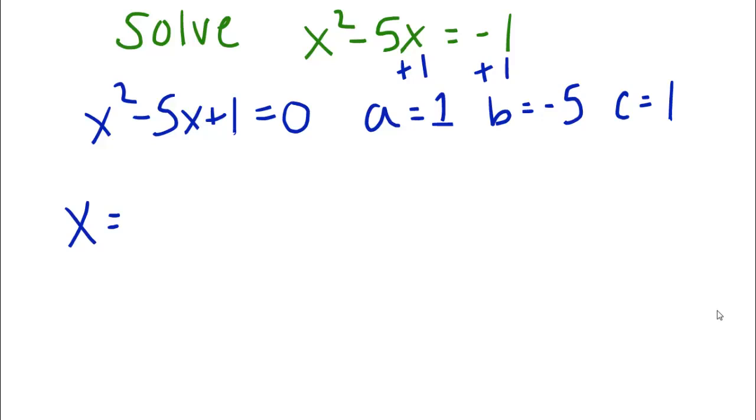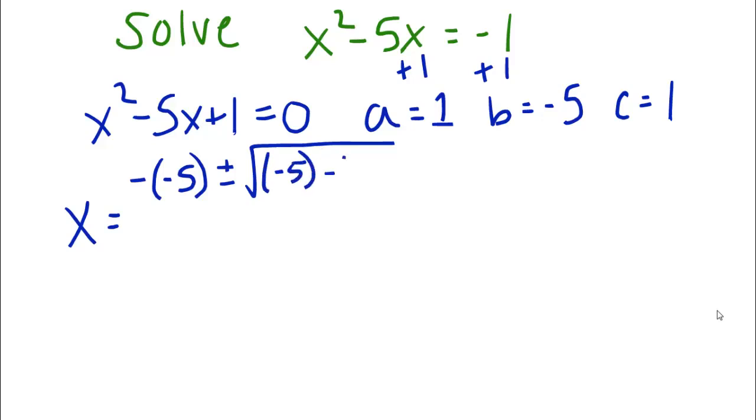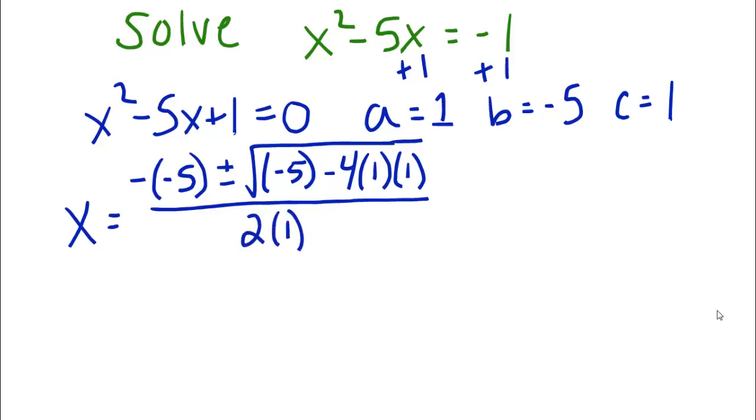Since b here is already negative, if we're looking for negative b, that's going to be a negative 5, which is going to end up being positive 5. Plus or minus the square root of b squared minus 4 times a times c. It's kind of our lucky day because a and c were both 1, so that's not so bad to plug in. All over 2a.